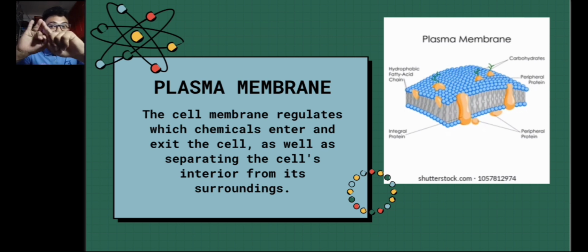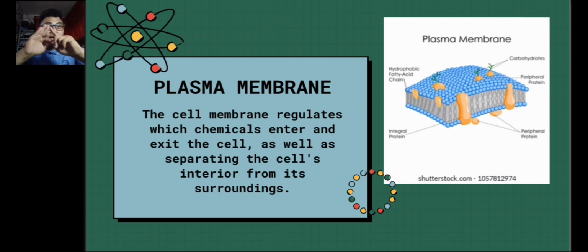gatekeepers. Number 2, markers. Number 3, communicators. And number 4, fasteners. First, gatekeepers. Why? Some receptors allow certain molecules through and stop others. Okay? Kaya siya naging gatekeepers. And number 2, markers. Why? These receptors act as name badges, informing the immune system that they are part of the organism and not a foreign invader. Okay? Kaya siya natawag na marker.